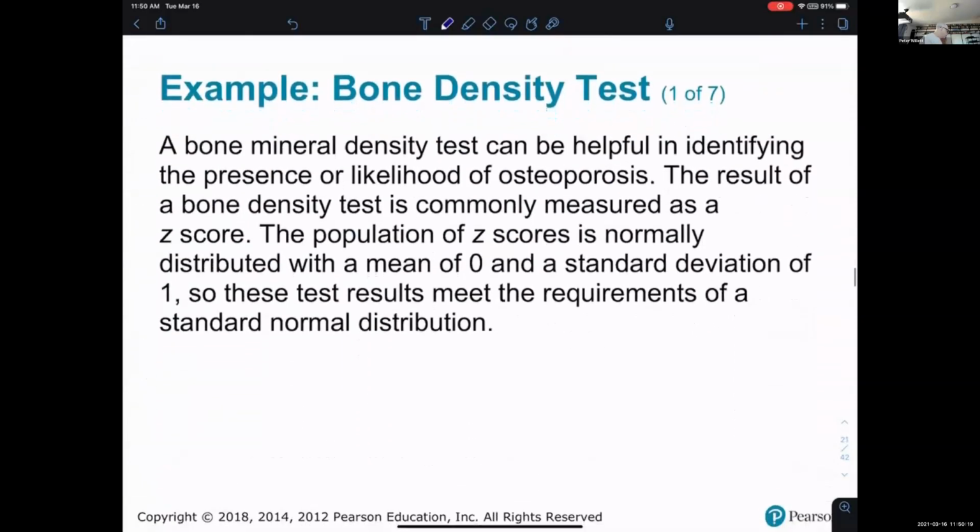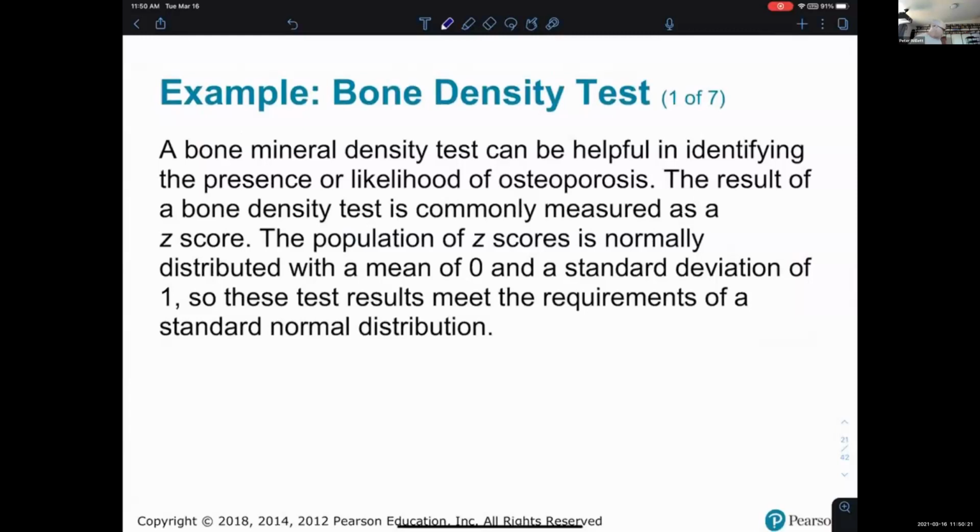Now let's look at this example for bone density, and we are about halfway through the slides now. We'll try to look through this example a little bit, and we've got about 20 minutes left. So after this example, I'll leave the slides and go look at a StatCrunch problem from our homework.